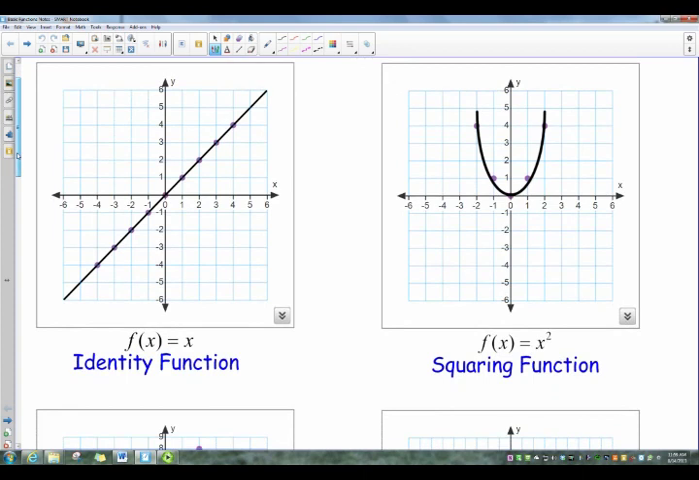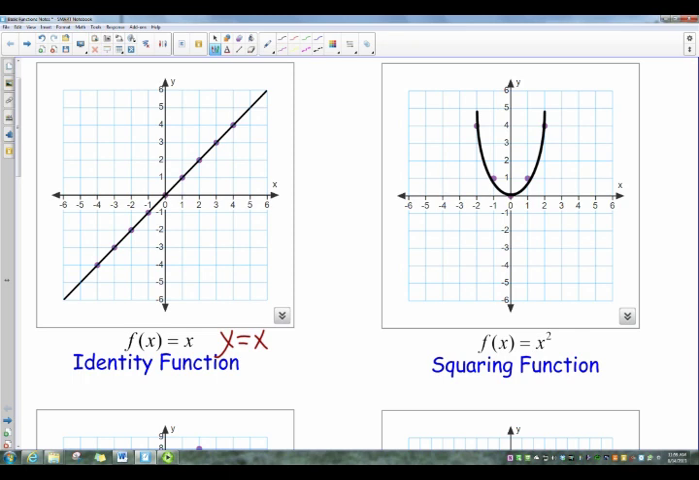The identity function is the function f of x equals x. Now, just one reminder, f of x is the same thing as y. So if you see y equals x, it's the same thing. And basically, this is every point where your x and your y are the same. So notice it has the point 0, 0, has the point 1, 1, has the point 2, 2, and so on. And this is just a line.